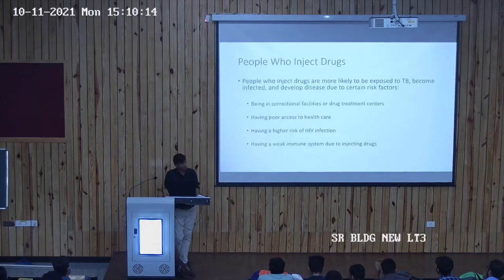Then one category is people who inject drugs. So people who inject drugs are more likely to be exposed to tuberculosis, become infected and develop disease due to certain risk factors like being in correctional facilities or drug treatment centers, having poor access to health care, having a higher risk of HIV infection, and having a weak immune system due to injecting drugs.